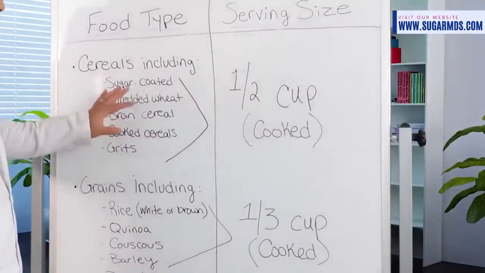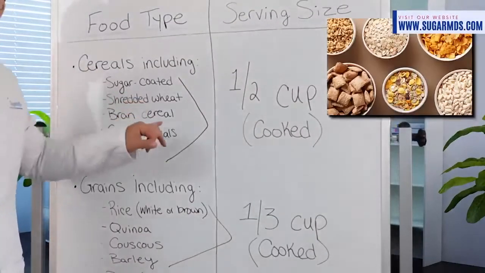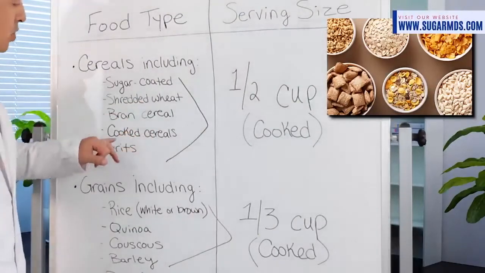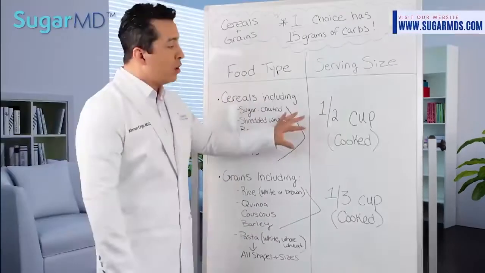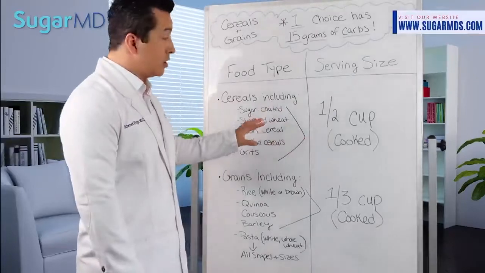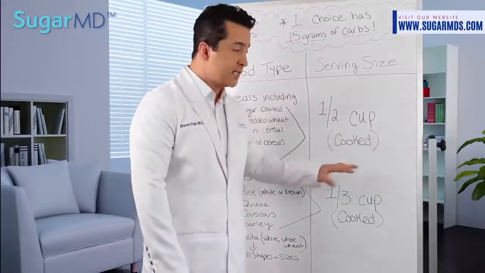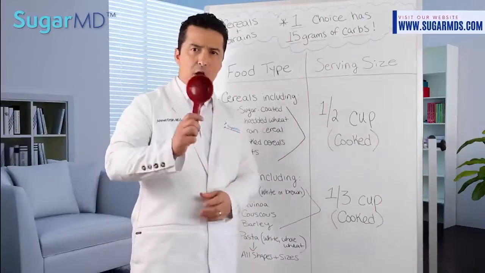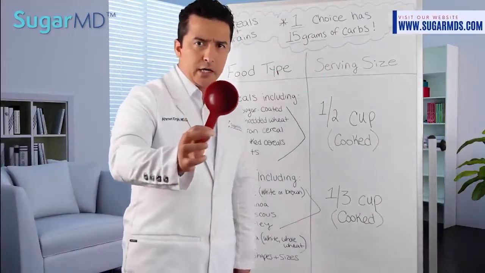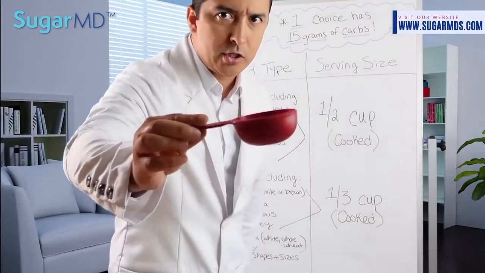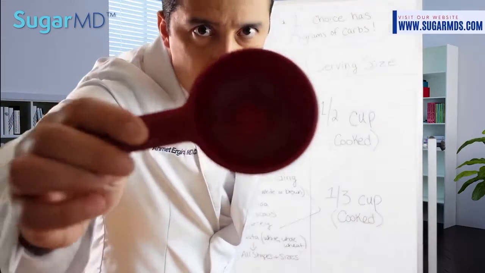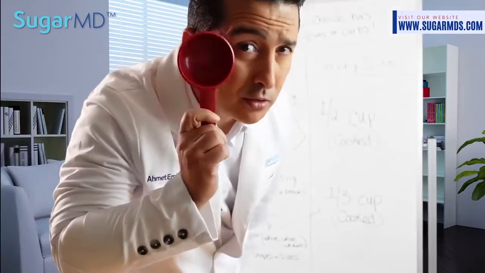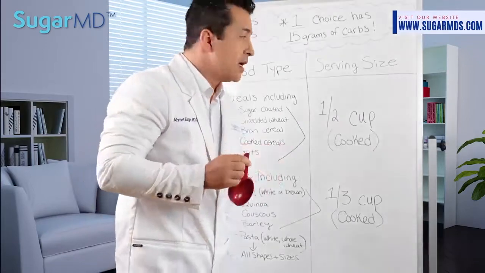So cereals, including sugar-coated cereals, shredded wheat, bran cereal, cooked cereal, grits, all of them, considering that they're all cooked, half a cup of that is going to be your 15 grams. So what's a half a cup? So here's your half a cup. Okay, closer. That's your half a cup. It looks pretty small, huh? Looks pretty small. Well, that's what it is.